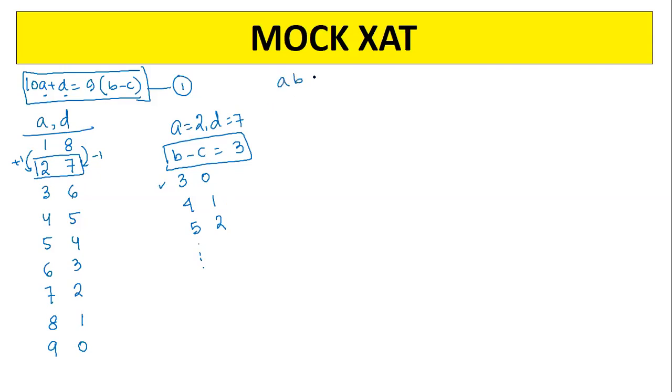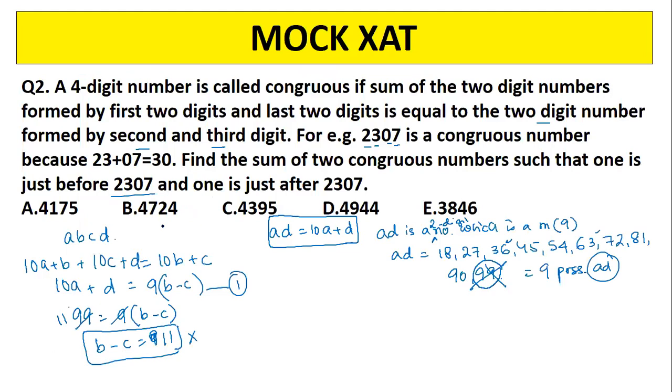So A, B, C, D would be what? 2, 3, 0, 7. When does this happen? When A is equal to 2. Okay. What is the other possibility? Move on. 2, 4, 1, 7. Correct. This is the next number after 2307. So this is what we are asked to find.